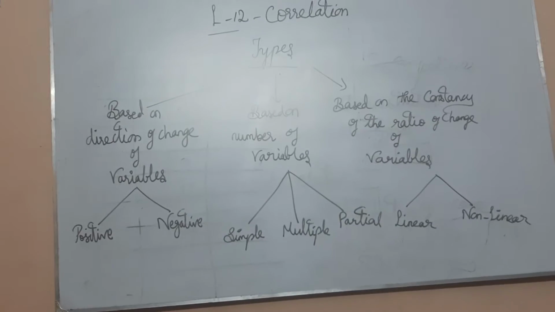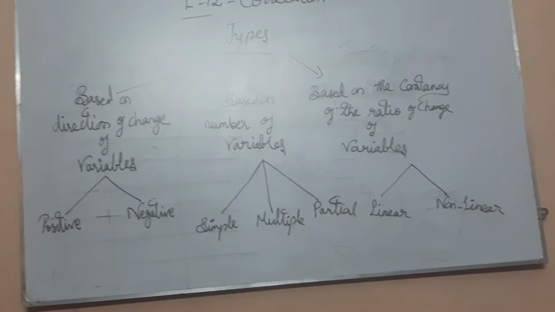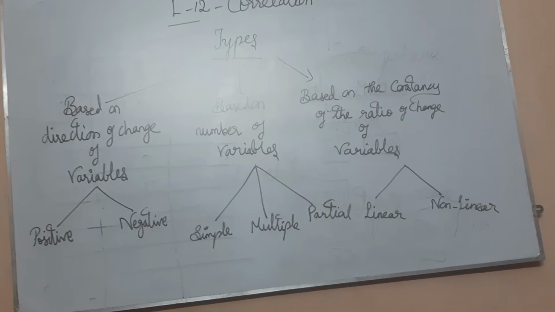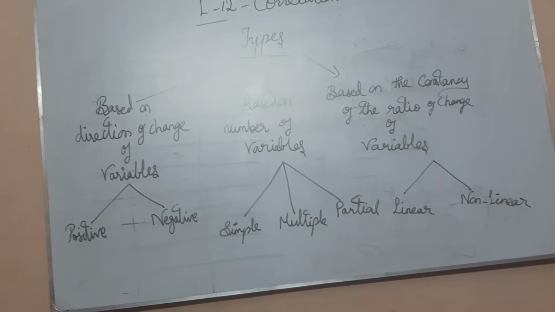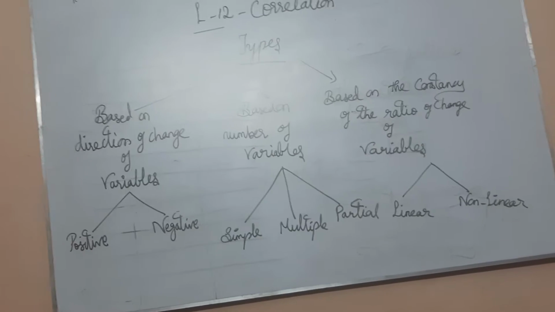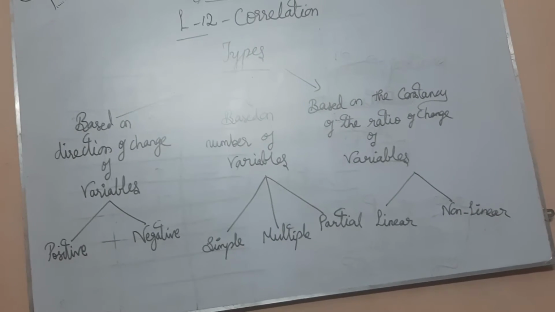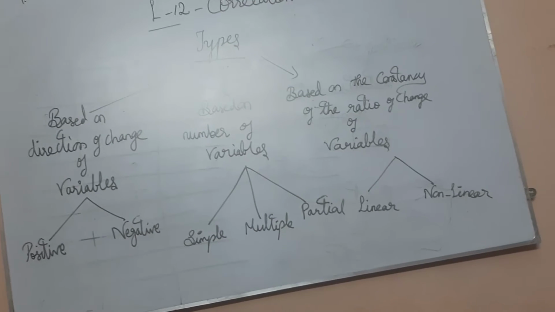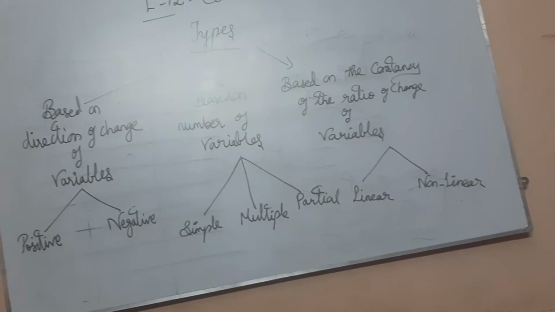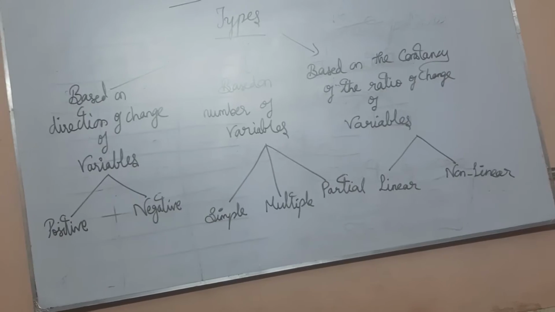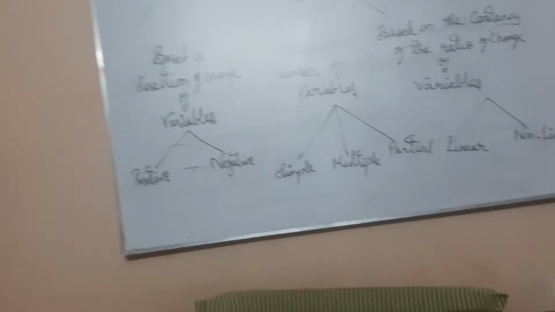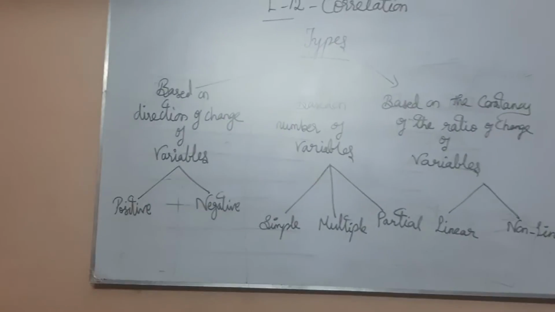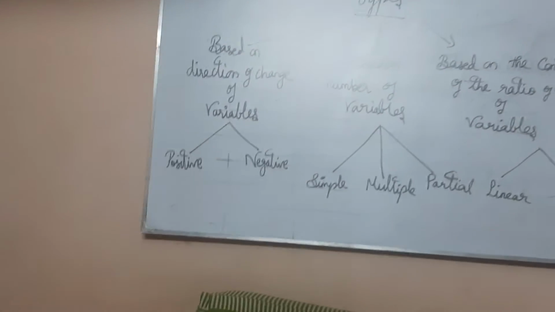Types of correlation. What are the types of correlation? We will see them now. Based on the direction of change of variables, there are positive and negative. Based upon the number of variables we are studying, we divide it into simple, multiple and partial correlation. Based on the constancy of the ratio of change of variables, we divide it into linear and non-linear correlation.